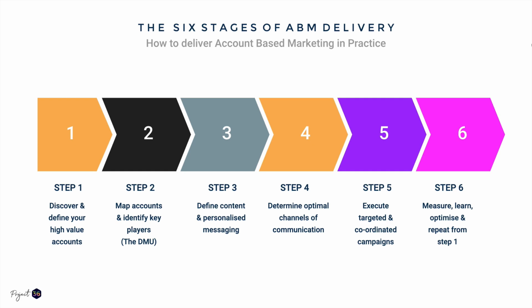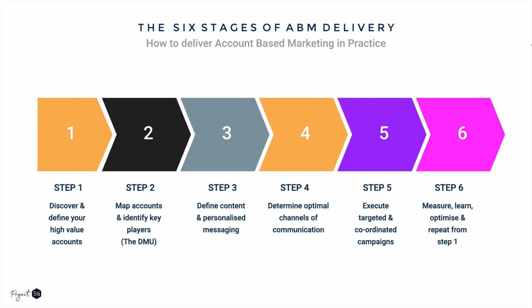Step 4 is to determine the optimal channel of communication. How do they like to be reached? Is it a good old-fashioned phone call? Is it a letter? Is it an email? Is it a webinar invitation? Are we inviting them to be a panelist or on a round table discussion? What is the optimum channel of communication? Obviously digital is fantastic because it's infinitely trackable, but it shouldn't be the only aspect of what you're looking to do.